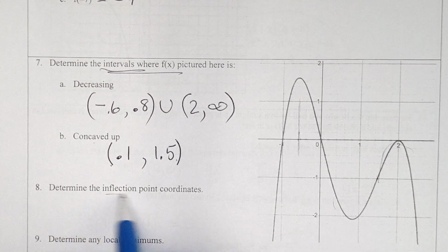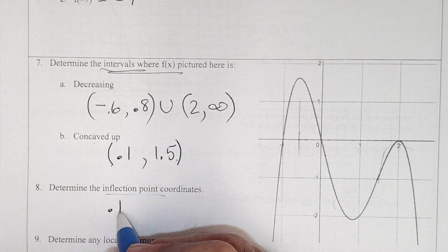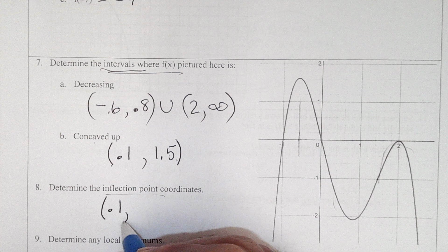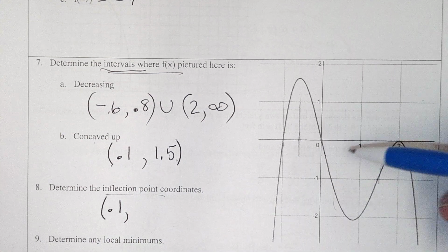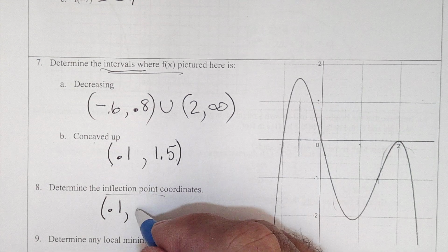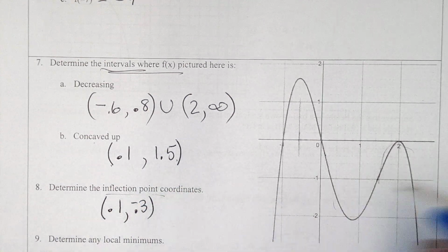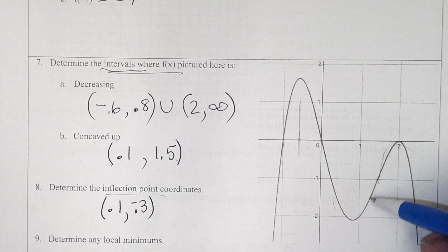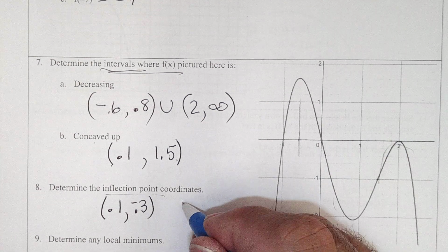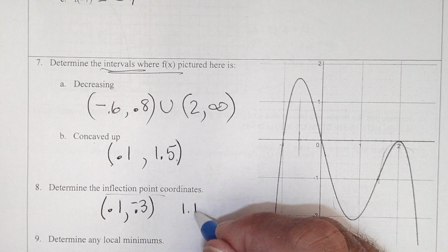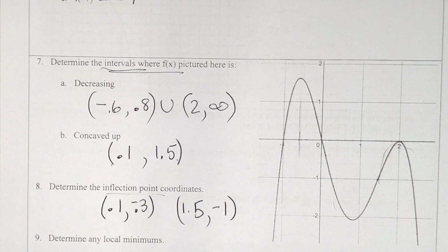Now, the places where it changed in curvature are inflection points. So if I use 0.1 here, the y-coordinate that goes with 0.1 looks like it's about minus 0.2 or 3 or 4. And the other place where it's changing, if I go to 1.5, it looks like it's -1. So that's where it changes curvature.